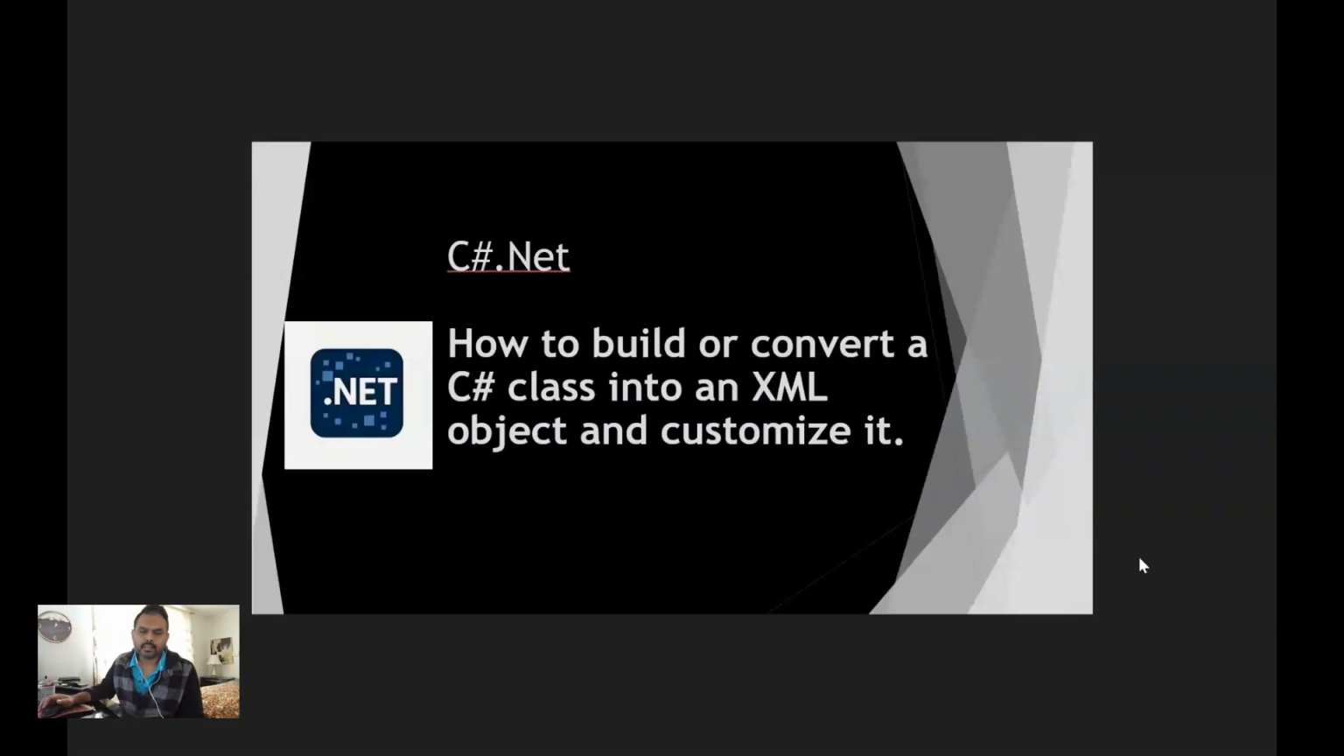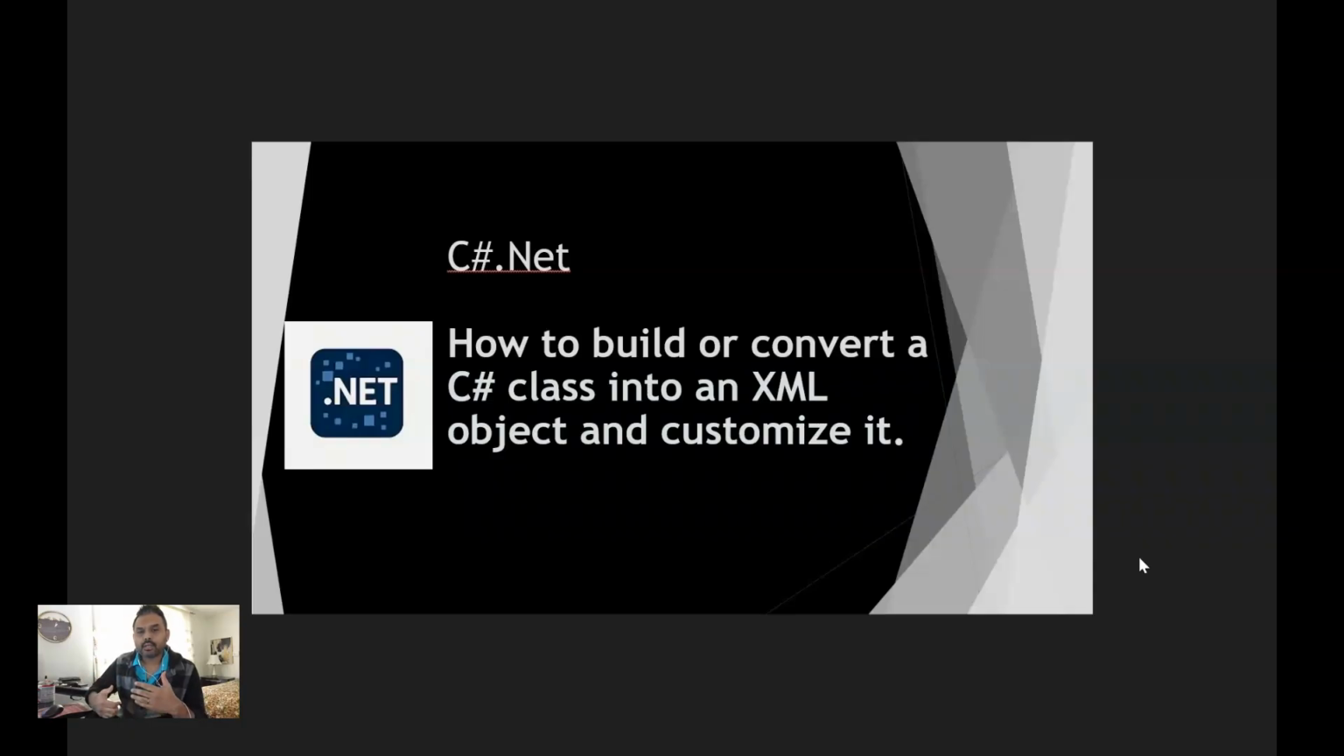Hello guys, in today's video I'm going to show you how to build or convert a C# class into an XML object, and later on you can customize it. So in .NET we know that we can build an XML object using the XML document, and it uses the DOM library to create each XML element and in the hierarchy itself.